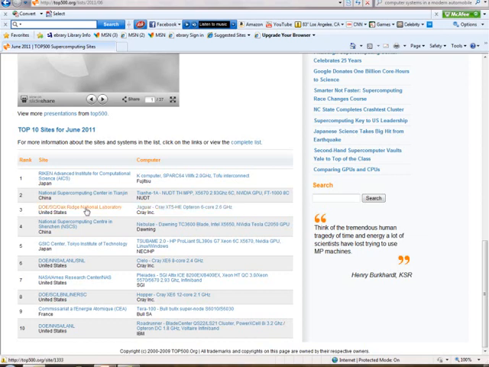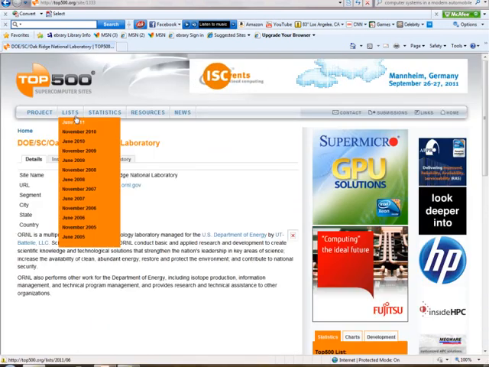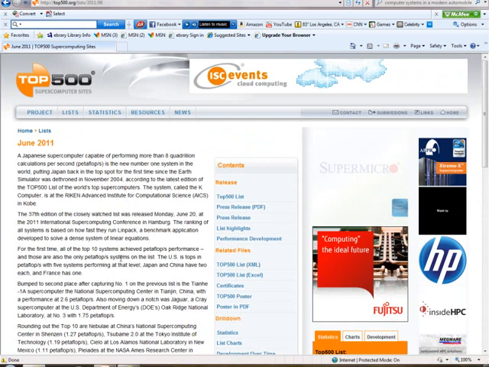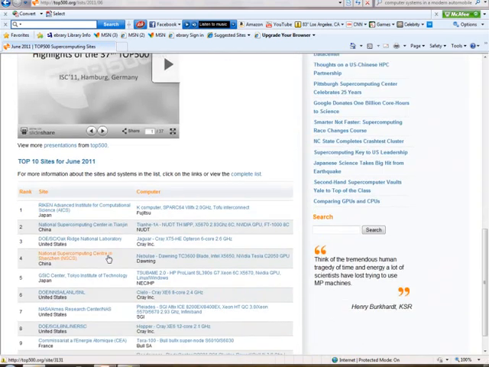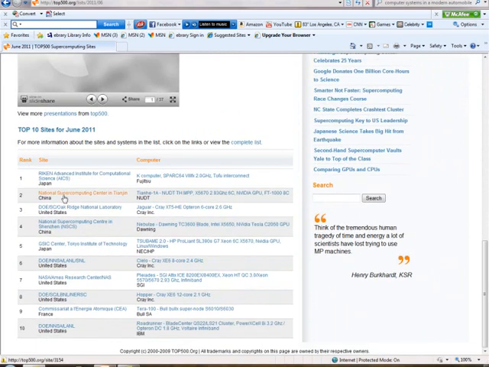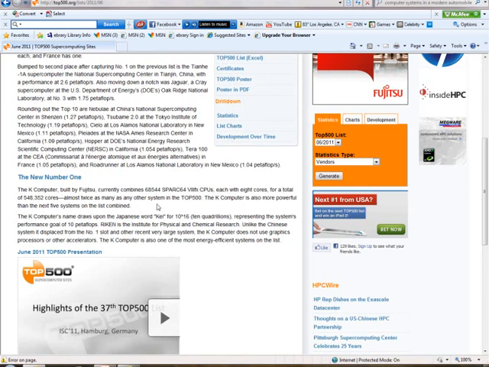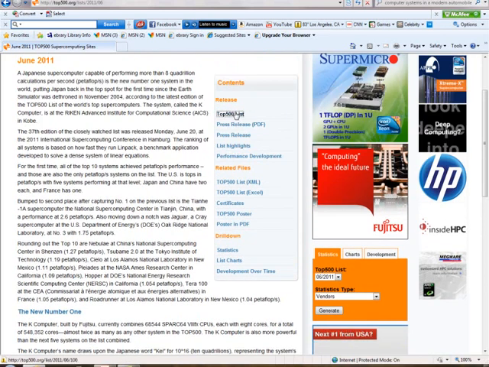If we actually click on one of these, I'm going to do the number three, Oak Ridge, and get a little bit more information on that system. Or if we look at the full list, let me get the complete list here, not just the top 10. The thing to notice about this, if we look at the list, where is the top 10? Where is the top 500? Here it is.